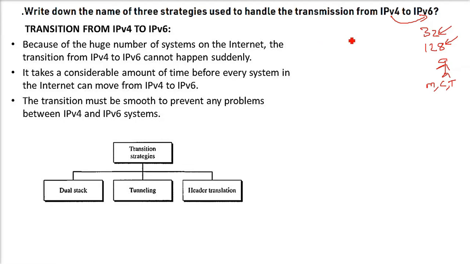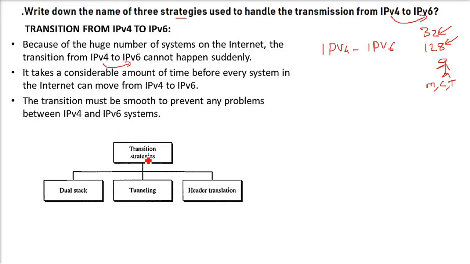So we have to transfer, or you can say transition, from IPv4 to IPv6, which is not a very easy task because of the huge number of systems on the internet. The transition from IPv4 to IPv6 is not an overnight process. It will take a long time. So this is what transition means. It takes a considerable amount of time before every system on the internet can move from IPv4 to IPv6. And the transition must be very smooth to prevent any kind of problem between IPv4 and IPv6 systems. So the question is asking, what are the strategies for this?